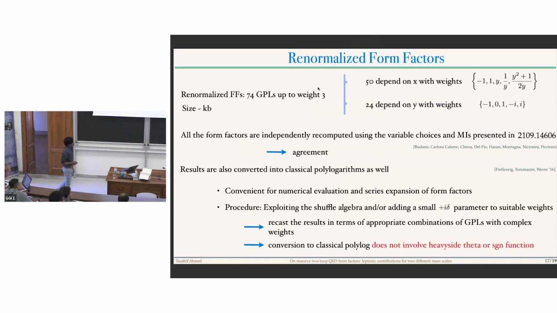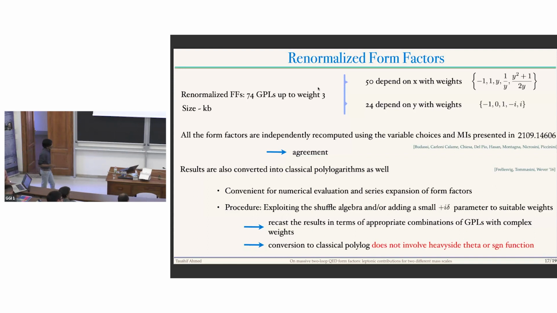So these renormalized form factors we have expressed in terms of 74 Goncharov polylogarithms up to weight 3. And the form factors are, as expected, very small, just a few keV. Some of the GPLs depend on X with weights of a simple-looking form, and the remaining GPLs depend on Y with weights like -1, 1 and i. All the form factors we independently computed with a different choice of variable as well. The master integrals were also present in this paper, and we found perfect agreement.